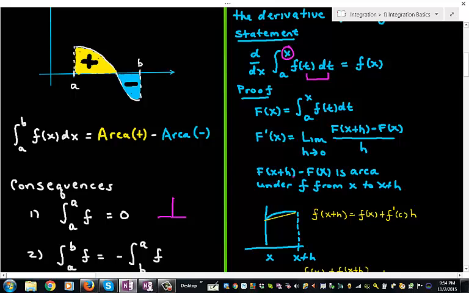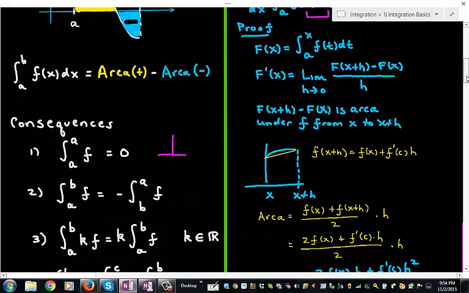Now notice that this difference, capital F of x plus h minus F of x, is the area under the graph of f from x to x plus h. So this is an actual area. We can sketch this out.